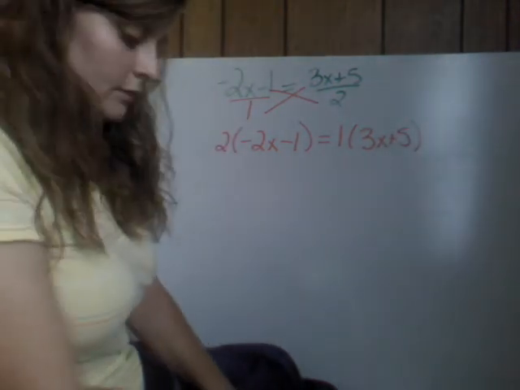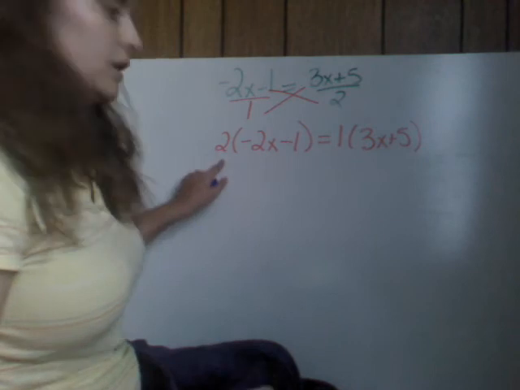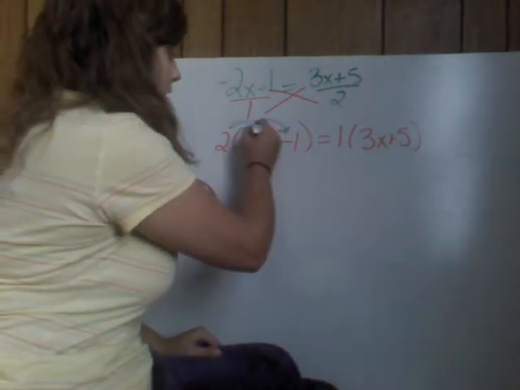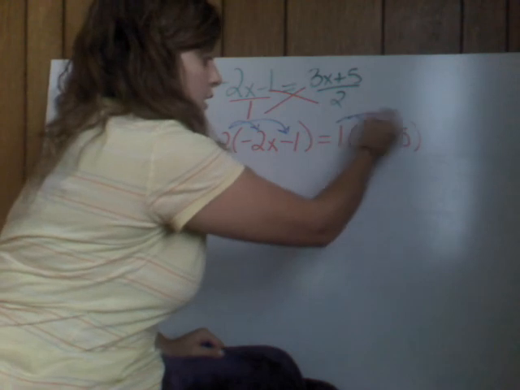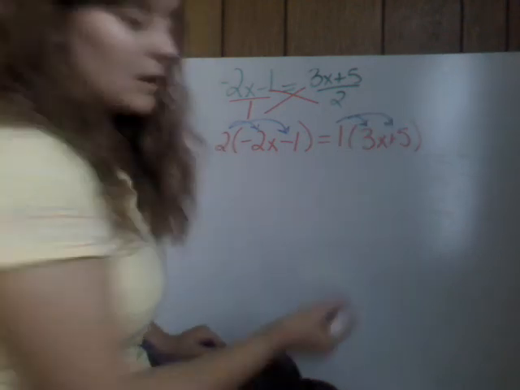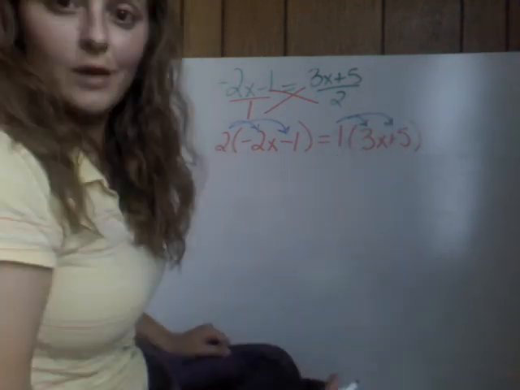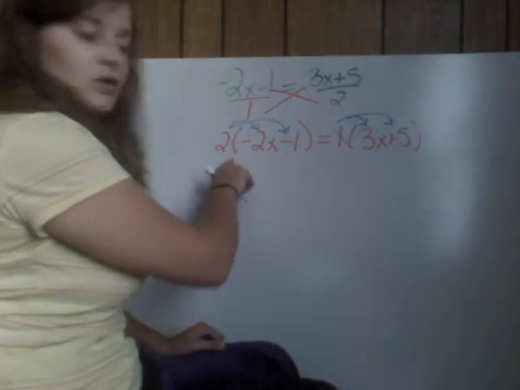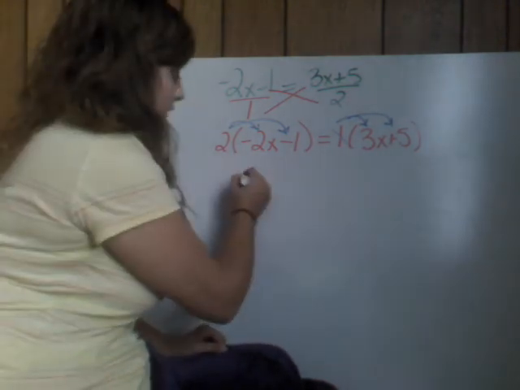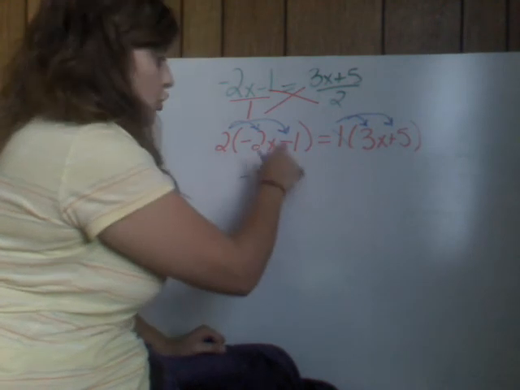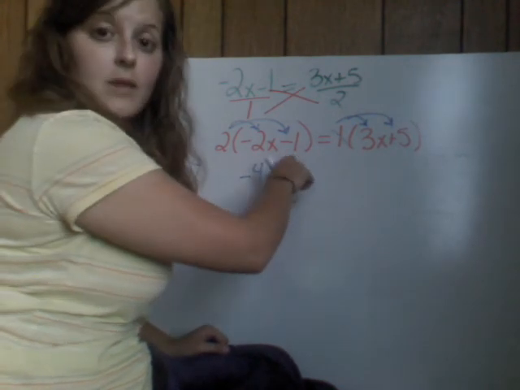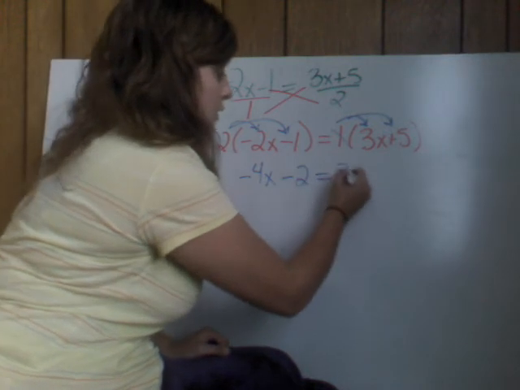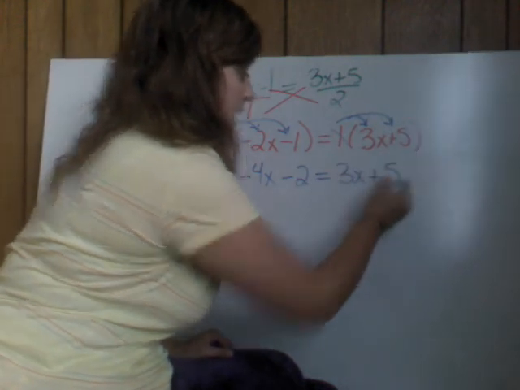So I'm going to distribute my 2 into the quantity, and then I'll distribute my 1 into the quantity. Now 1's not going to do anything, so I can just cross out that 1 and rewrite the quantity. But the 2 is definitely going to do something. I have 2 times the negative 2x, which is negative 4x, and 2 times the negative 1, because it's multiplied by both of the numbers. So I have negative 4x minus 2 equals 3x plus 5.